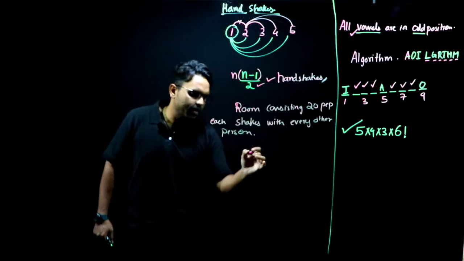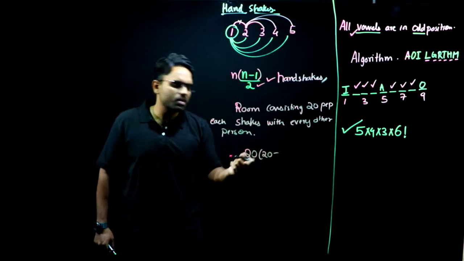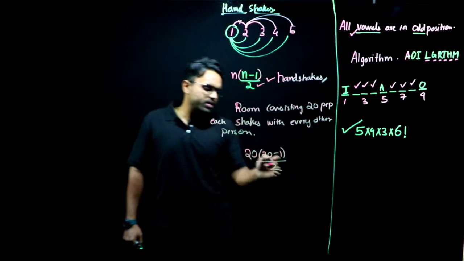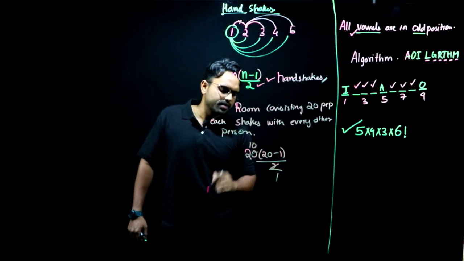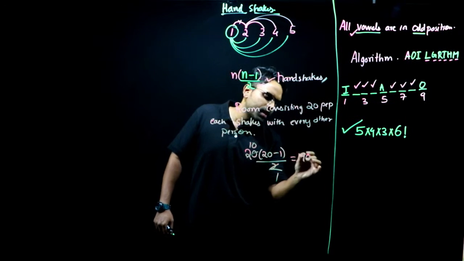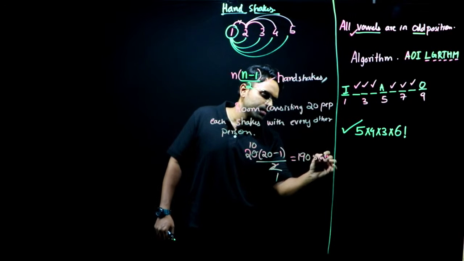Now, how many people do I have? I have 20 people. 20 into 20 minus 1. I have to simply apply the formula, divided by 2. That will give me how much? 2 ones, 2 tens. I will have a 19 here. 19 into 10 is 190. How many handshakes? 190 handshakes.